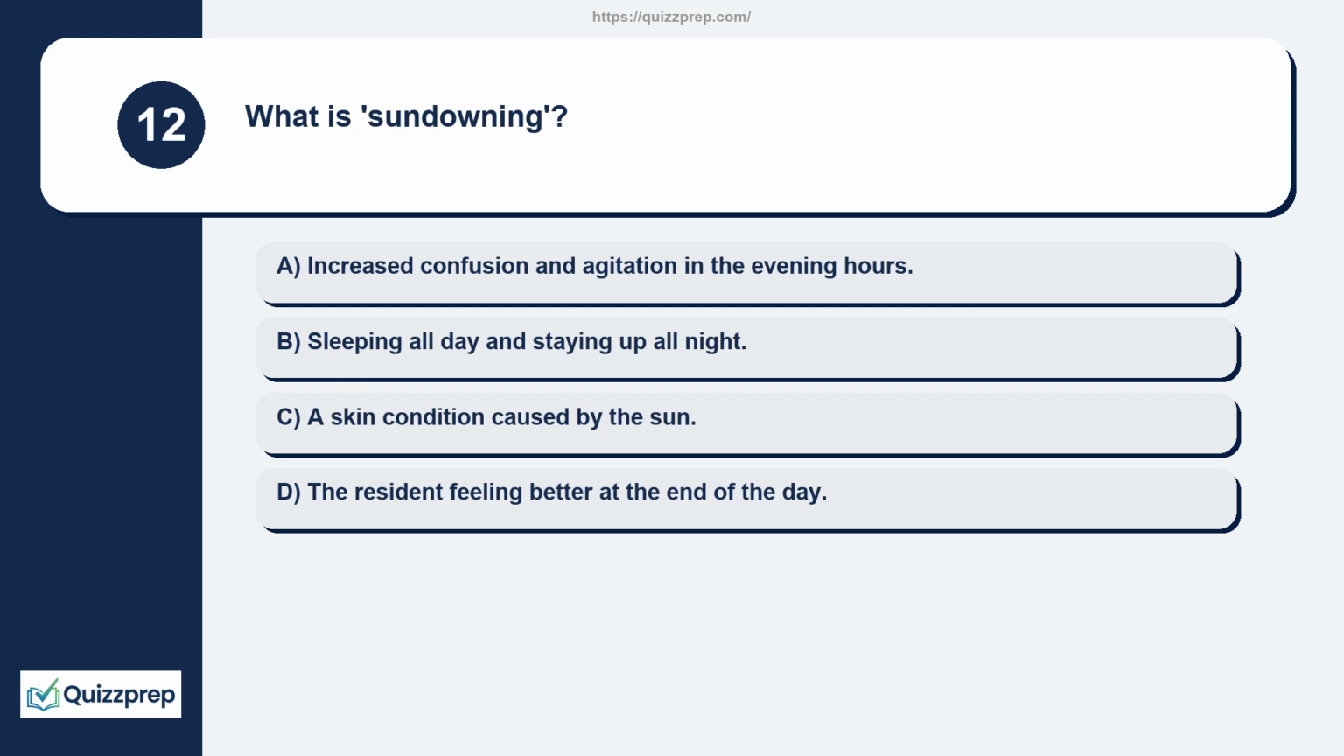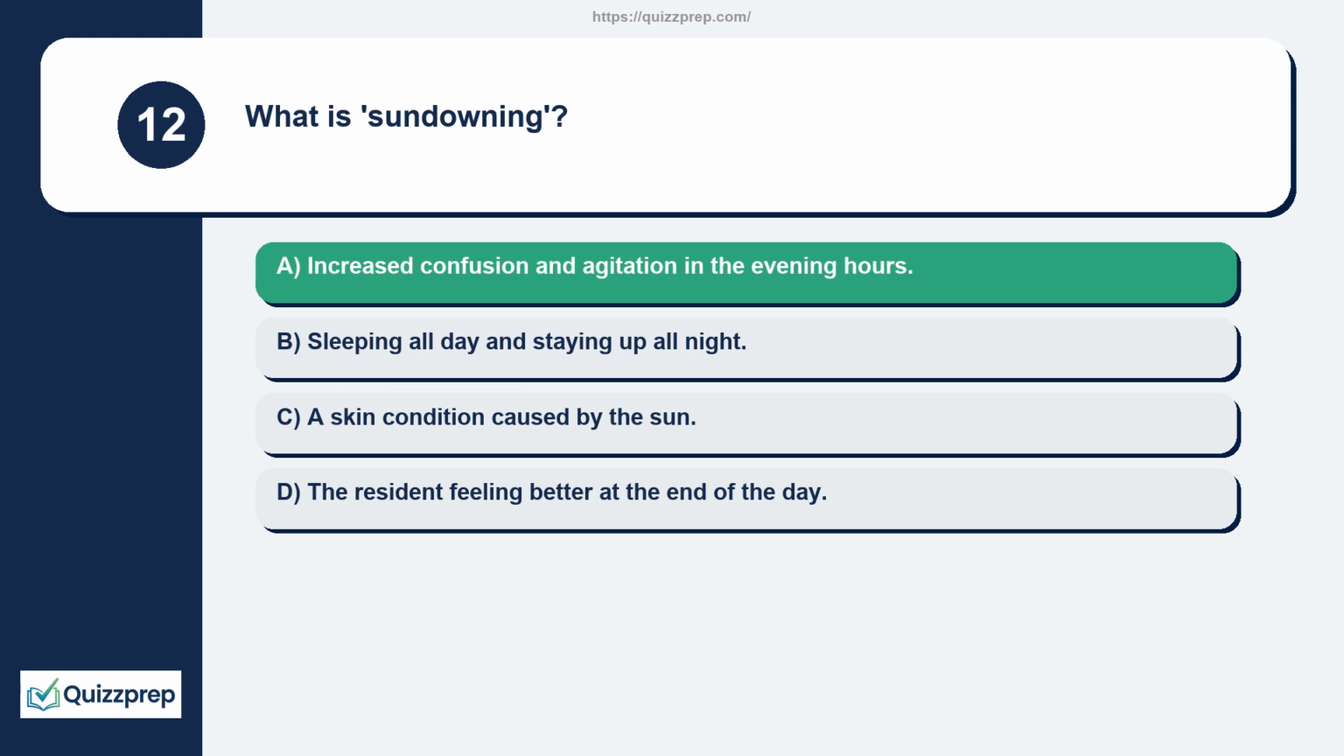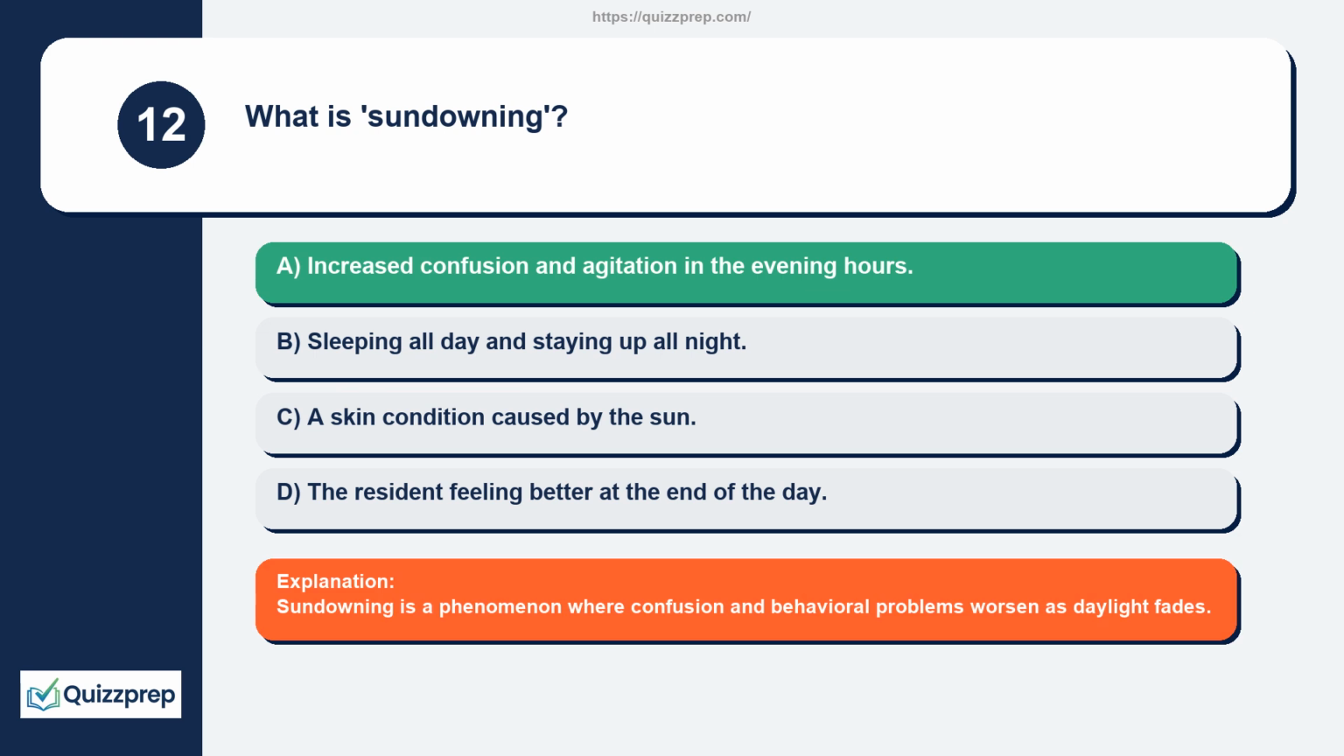Question 12. What is sundowning? Increased confusion and agitation in the evening hours, sleeping all day and staying up all night. A skin condition caused by the sun, the resident feeling better at the end of the day. Sundowning is a phenomenon where confusion and behavioral problems worsen as daylight fades.